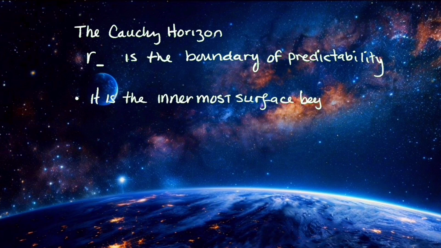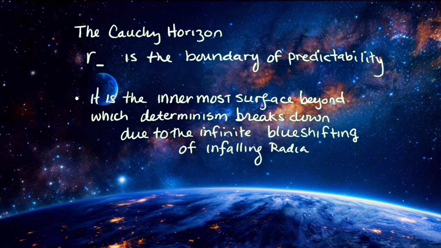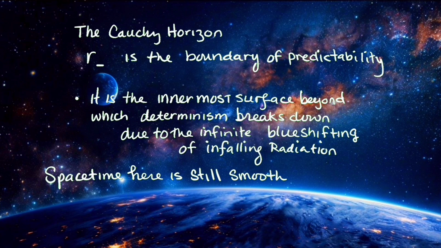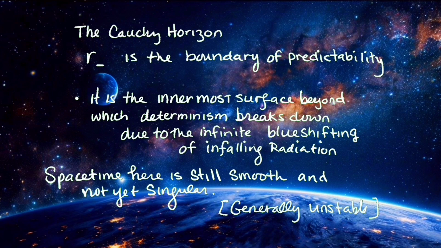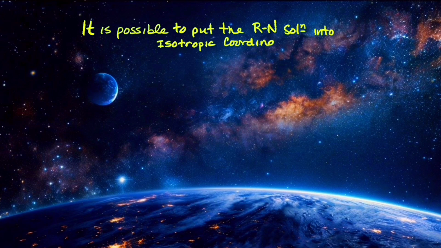It is the boundary of predictability. It is the innermost surface beyond which determinism breaks down due to the infinite blue shifting of infalling radiation. Space-time here is still smooth and not yet singular, but generally unstable. And this is what perhaps John Wheeler referred to as space-time foam. Perhaps we'll get into that more later.